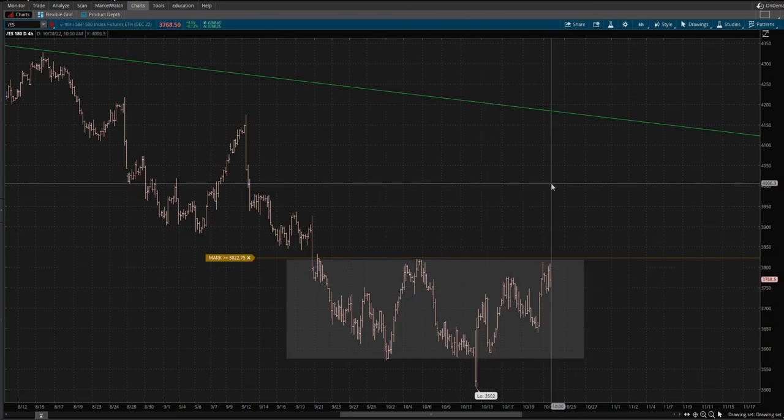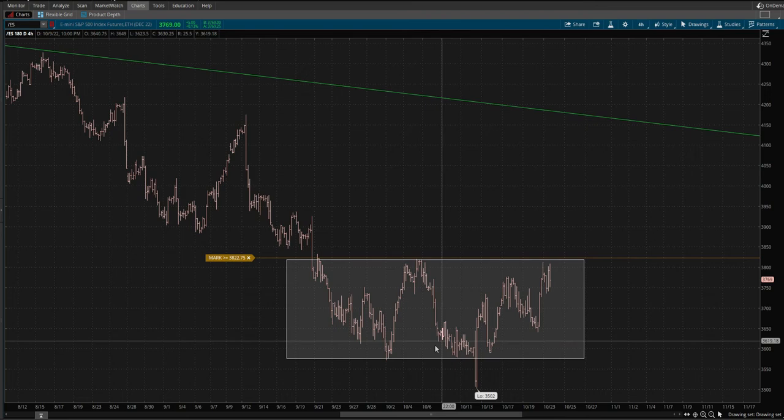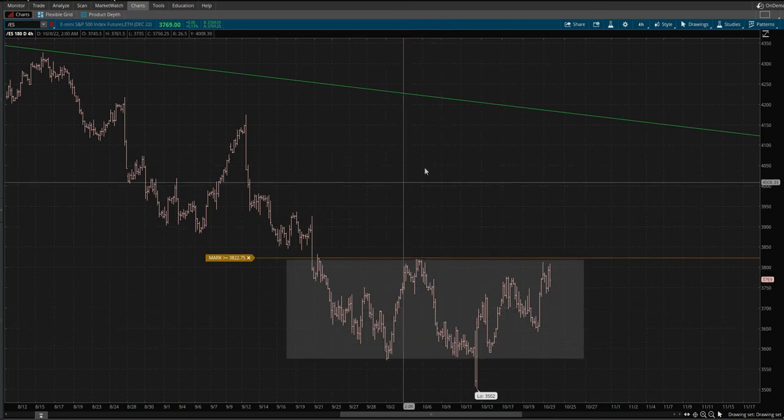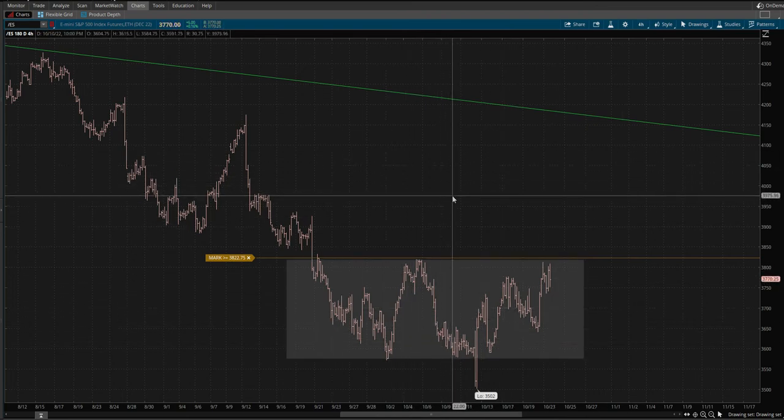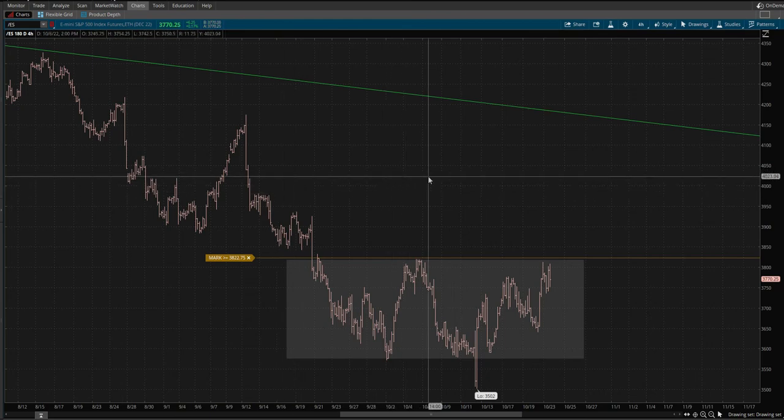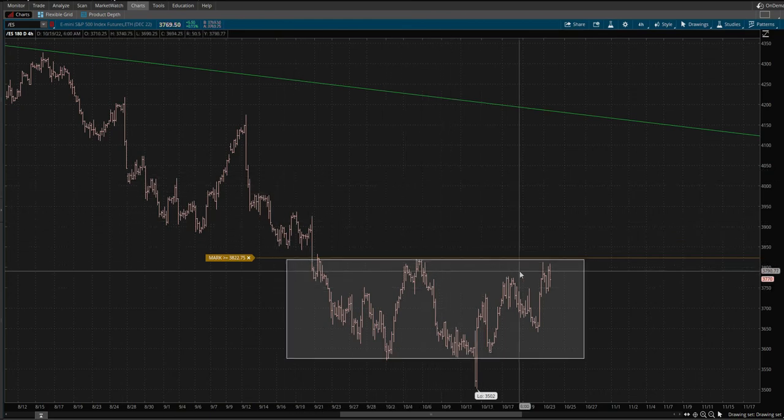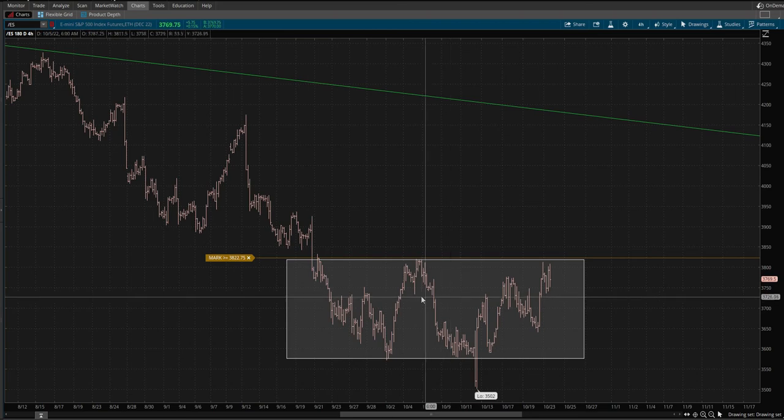I know a lot of these people, they have all their indicators and all their different colors and all this stuff in here, and that's very, very confusing to me, and that really taxes your emotions. You don't need any of that stuff. This is it. That's it.